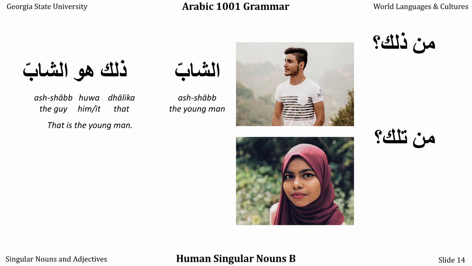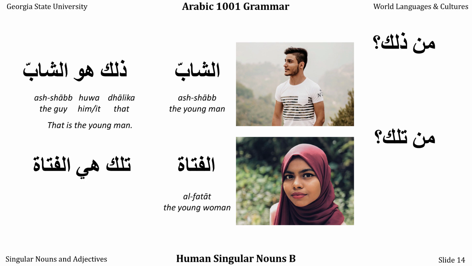Man tilka. Who's that? We know she's a woman, so we say tilka rather than dhalik. And we're going to call her al-fatat. Al-fatat means the young woman. We could, if we wanted, call her a shabba and put ta marbuta on shab. But fatat just sounds classier, so we're going to go with it here. To say, this is the young woman, we're going to say tilka, that, hiya, she, al-fatat, the gal, because I couldn't fit young woman here. So this means that is the young woman. So a shab, a young unmarried man, a fatat, a young unmarried woman.